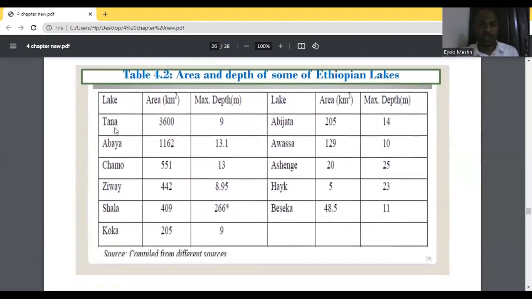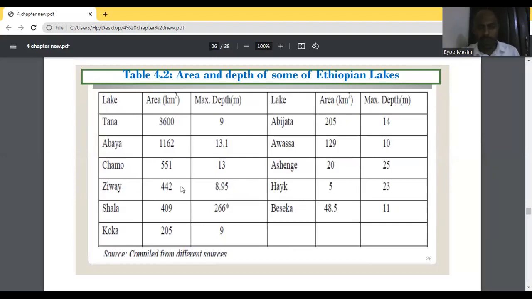For instance, you can see Lake Tana is the largest in terms of area coverage, 3,600 square kilometers. This is the area of Lake Tana, the largest of all. But when we say just the Rift Valley, Abaya is the largest of the Rift Valley lakes. We discussed Chamo for fishing production before; we are utilizing Tana and Chamo for fishing production.